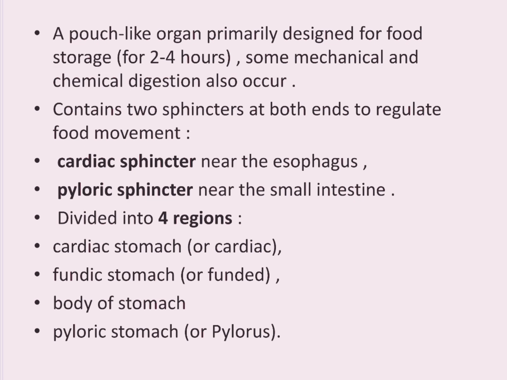There are two sphincters at both ends to regulate food movement. The stomach contains two sphincters: one is the cardiac sphincter and the other is the pyloric sphincter. Very important: cardiac sphincter and pyloric sphincter. The cardiac sphincter is near the esophagus and the pyloric sphincter is near the small intestine.